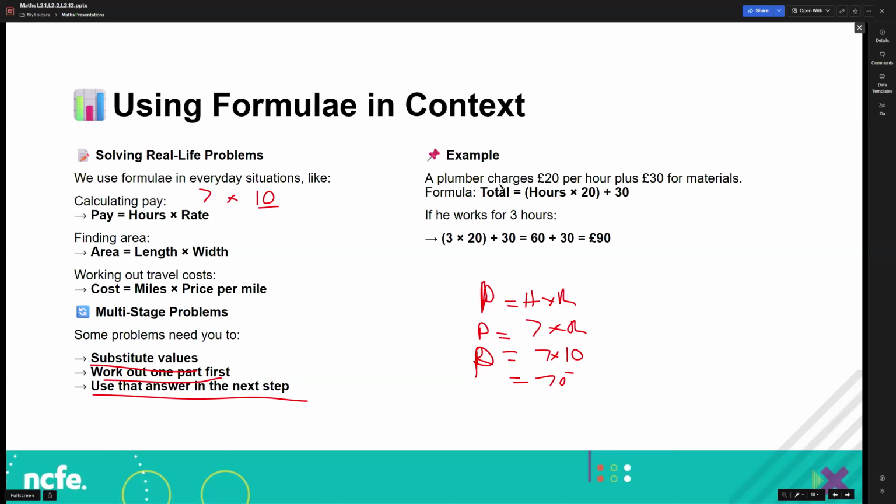So a plumber charges £20 per hour, plus £30 for materials. Sorry, let me just rub this out first, then I can focus on that question.